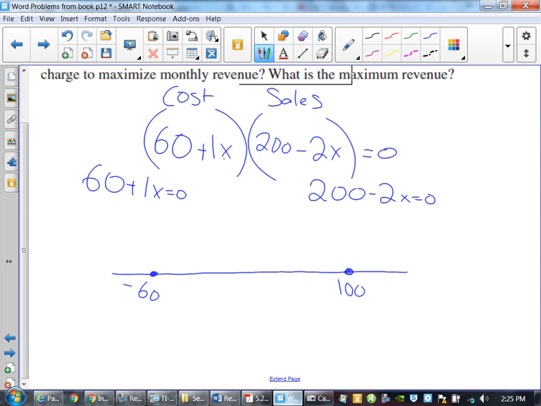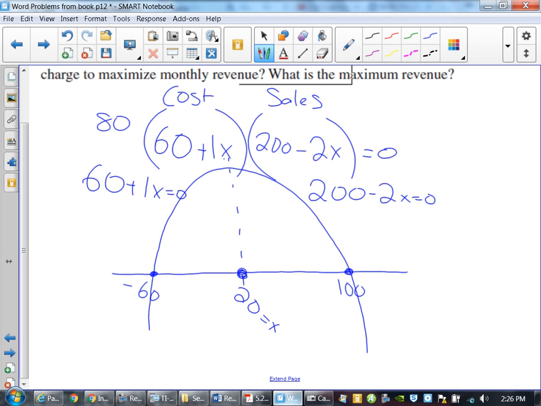Now, if you FOILed this whole thing out, would this be a positive x squared or a negative x squared? It'd be negative. This is going to be a down, like a frown problem. So somewhere between negative 60 and 100 lies my midpoint. What's negative 60 plus 100? 40. And what's half of 40? 20. So at an x value of 20, if I increased my price 20 times, my new cost would be how much? 80. This is how many times you've increased your price. 20 times. If I increased my price 20 times, my new selling price would be $80.